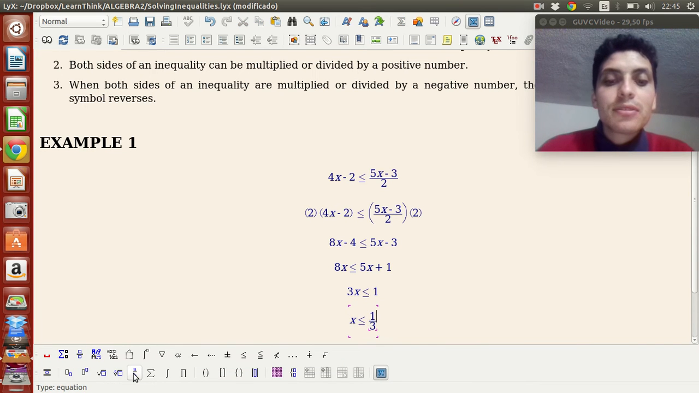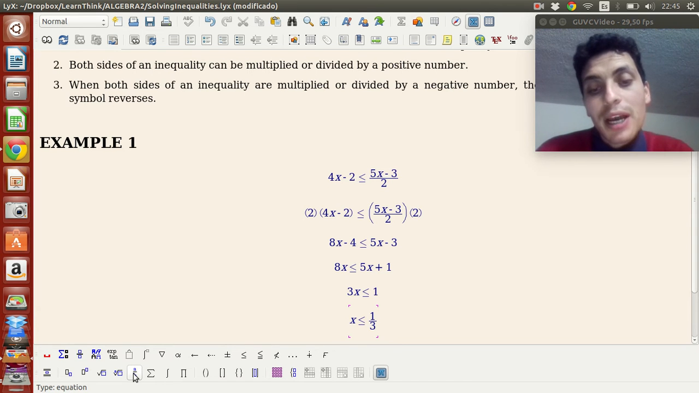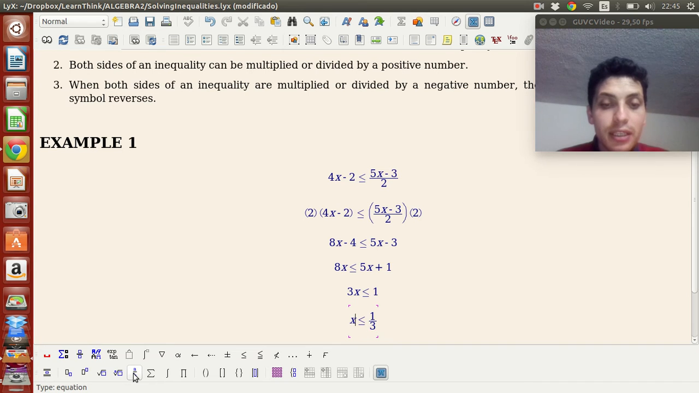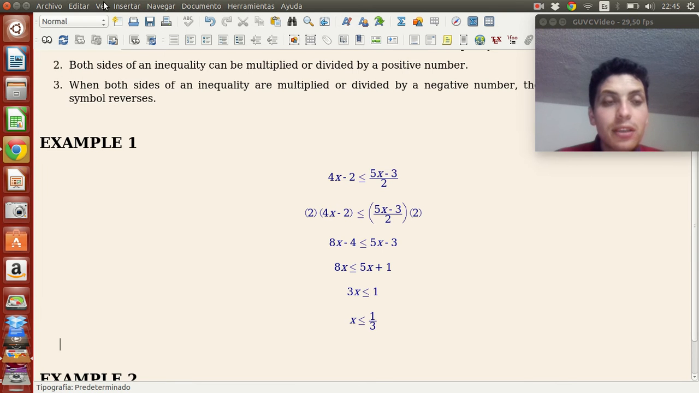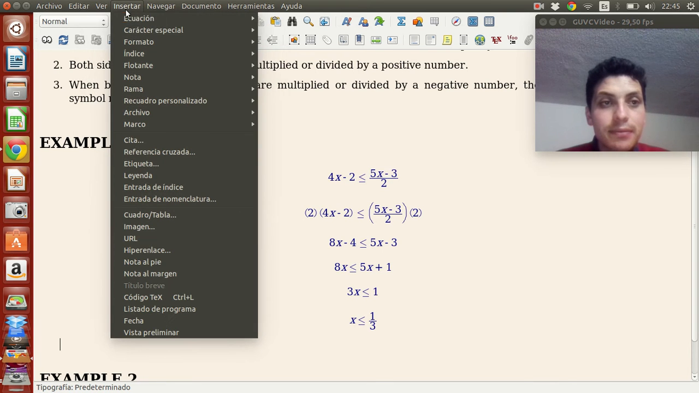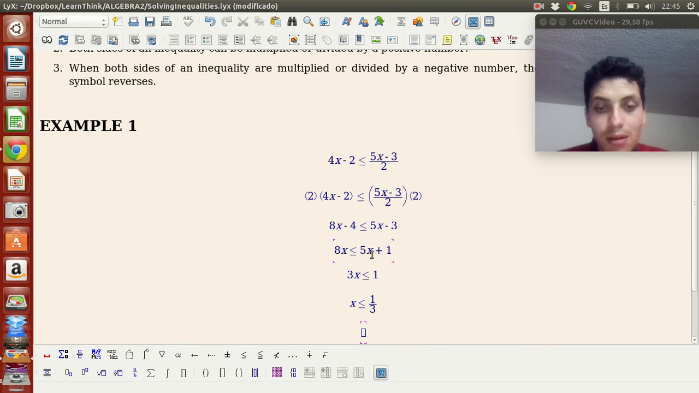There are three ways to express the answer to an inequality. The first way is to write the inequality form, as you could see. The second way will be using intervals or sets. So in this case, x is less than or equal to 1/3.